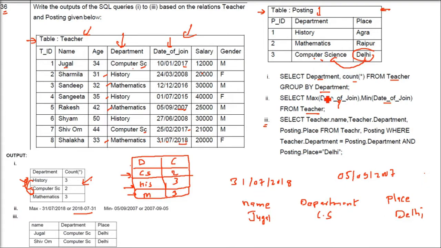And then again Delhi, computer science. Now whichever is the other name for computer science, because there are two entries of computer science, so we have Shivom. So the name will be Shivom, and the department and place will remain the same. Delhi computer science will never change because it is coming from posting. We have to relate it with the first table, and that relation will take us to the names of these people who are in computer science and posted in Delhi. So only two people are there, Jugal and Shivom.